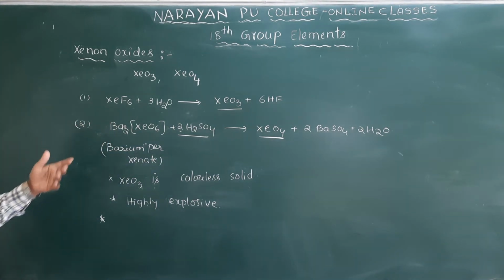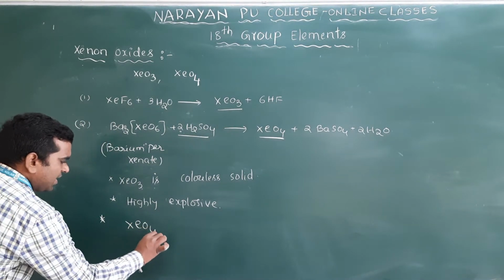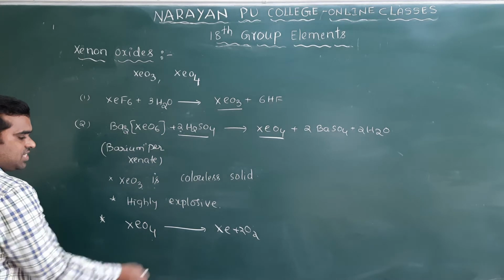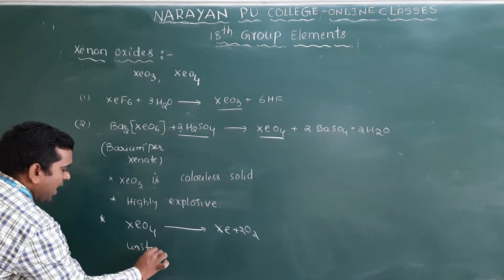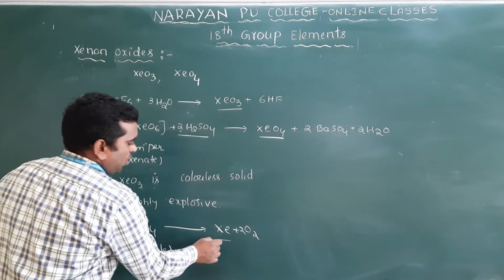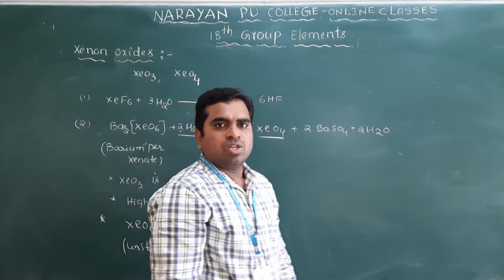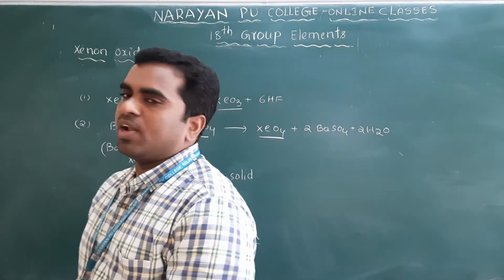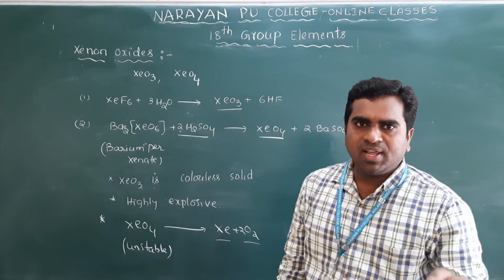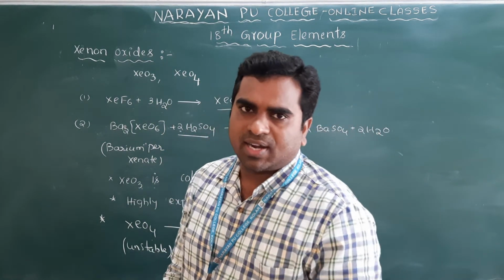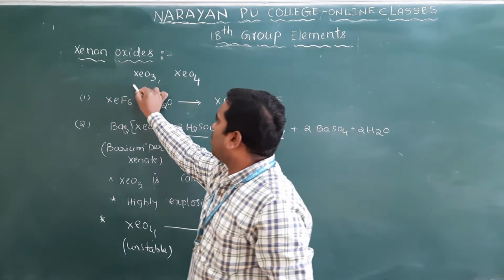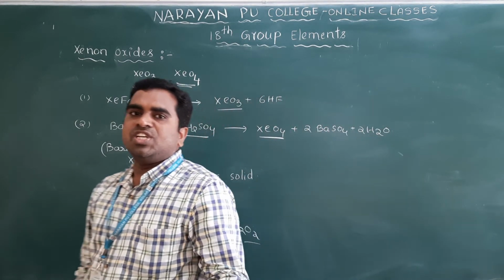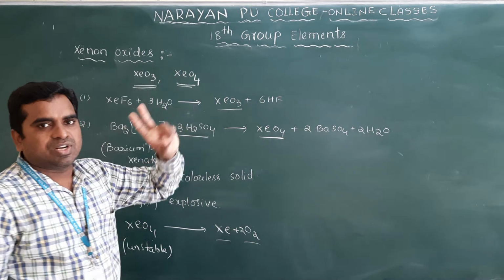It is unstable, so it easily decomposes into xenon and oxygen. So these are the compounds of xenon, xenon fluorides and xenon oxides. We have mainly 3 fluorides: difluoride, tetrafluoride, hexafluoride. And oxides are xenon trioxide and xenon tetroxide, 2 types of oxide.